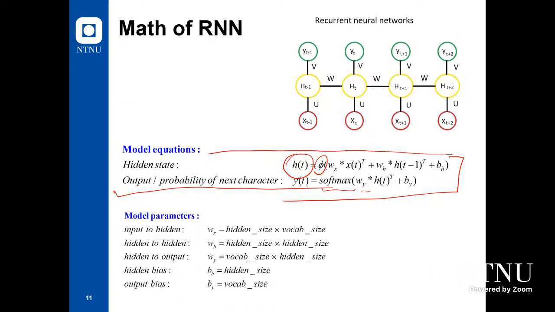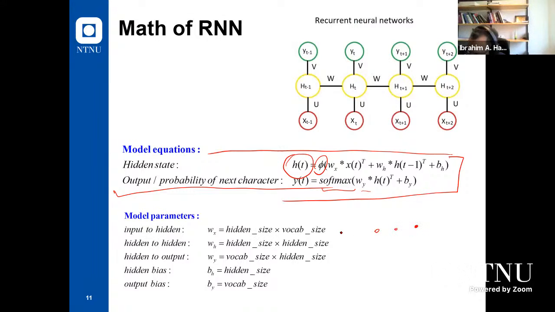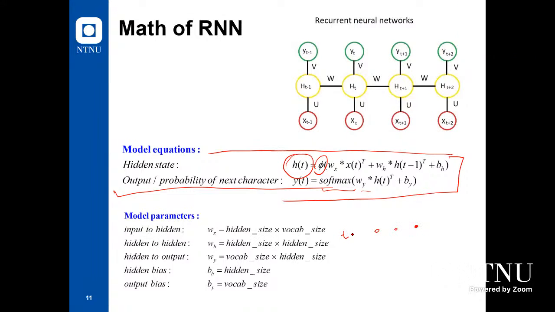Hello, can I ask one question? Yes. If we have, for example, 3 features for each time step, does that mean that we have 3 different states for each feature?